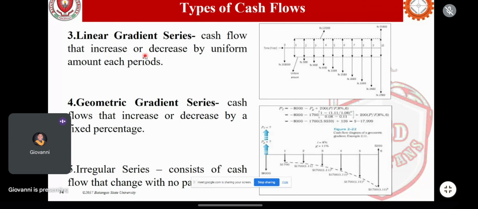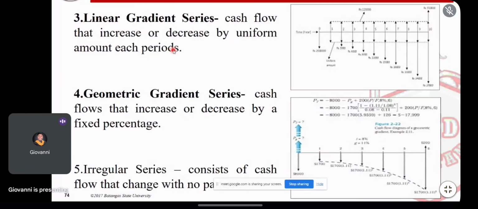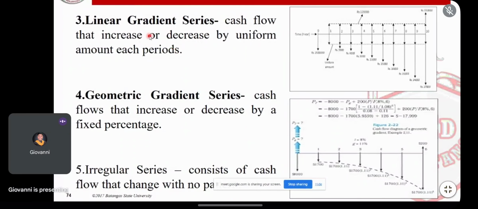Next, we have the gradient series. So, si linear gradient at si geometric gradient, they have the same concept. So, for linear and geometric gradient, meron tayong equal or uniform increase or decrease. Pero magbabago siya in terms of kung paano yung way of increase niya. So, for linear gradient series, sabi, cash flow that increases or decreases by uniform amount each period.